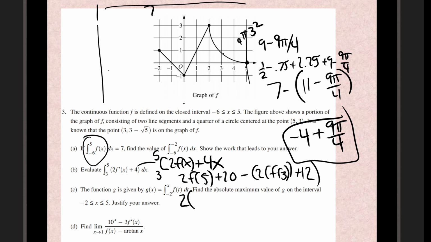So let's plug in what we know. 2 times 0 plus 20. Easy. That's 20. F of 3, crud. I'm going to have to figure this out. So I need to find this value, and this value isn't like a whole number piece. So I'm going to have to figure it out by figuring out the equation of the circle. And the circle has a center up here.